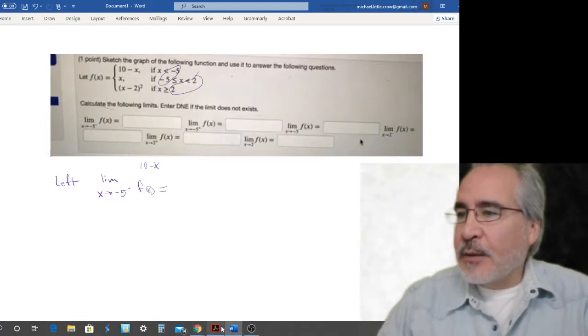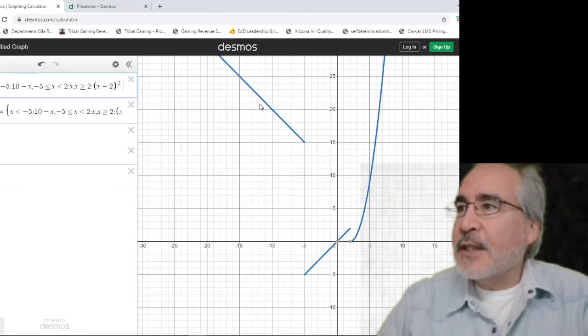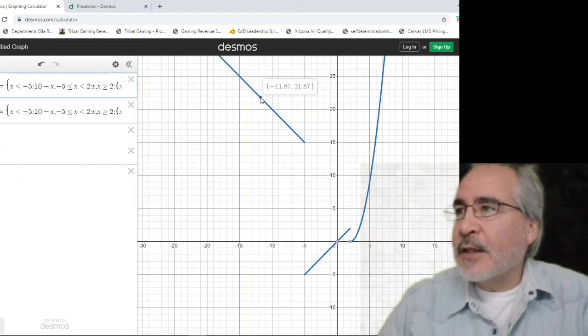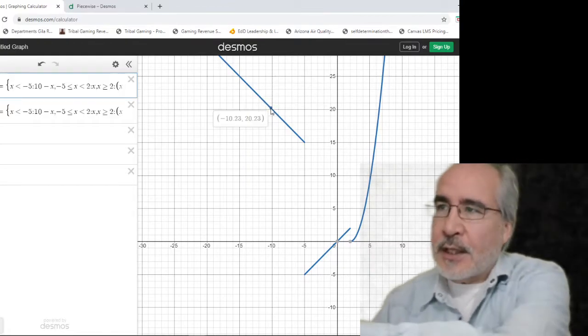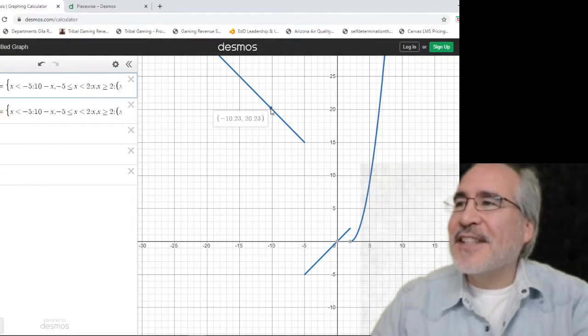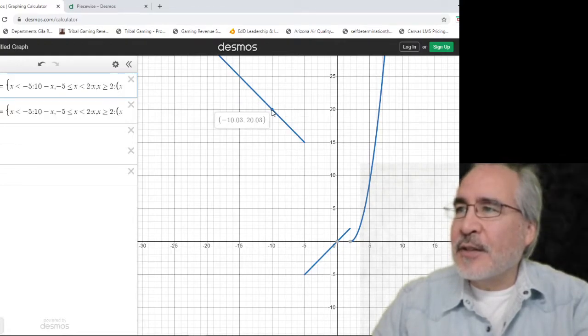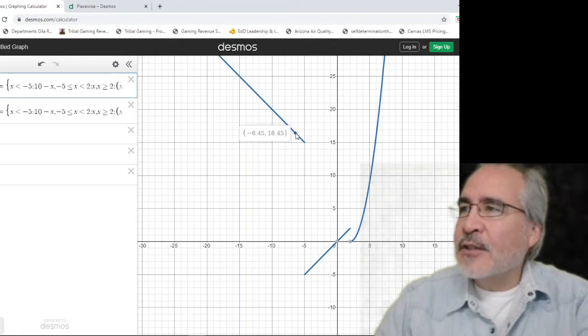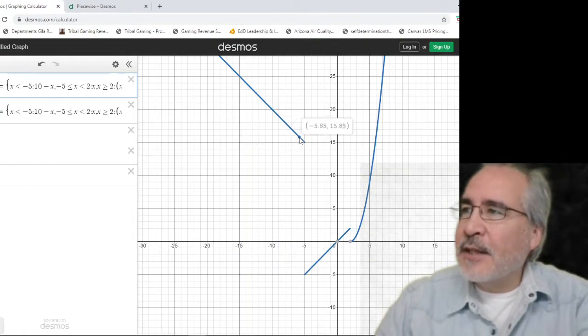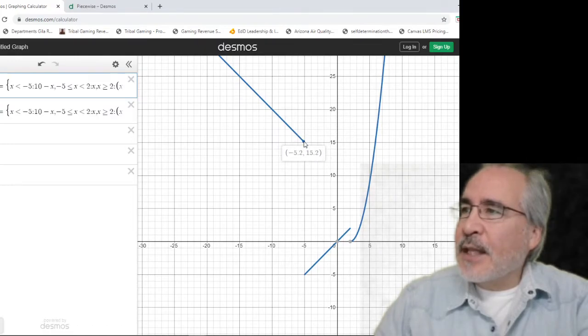Well, that's what's nice about Desmos. We can actually click on here and watch what happens. We're now at x equals negative 11.75. We're at 21, and watch as x gets closer to -5. Notice, at -10 it's about 20. As we're getting closer to -5, our y value keeps coming down. Looks like it's getting closer to about 15, right? So we're getting closer and closer to 15.